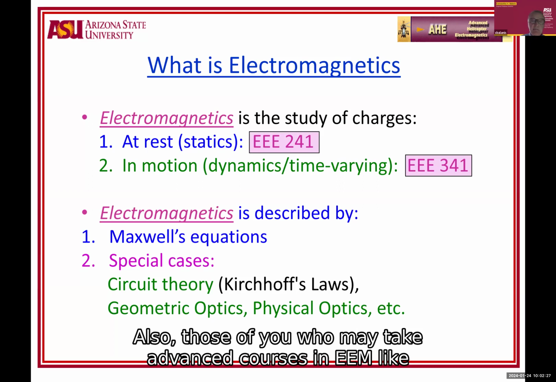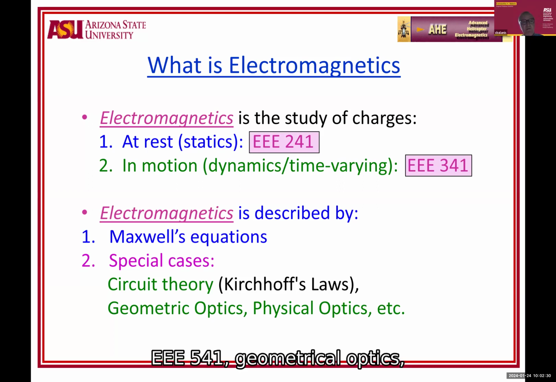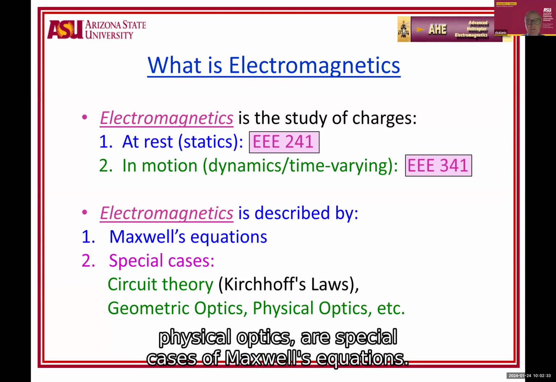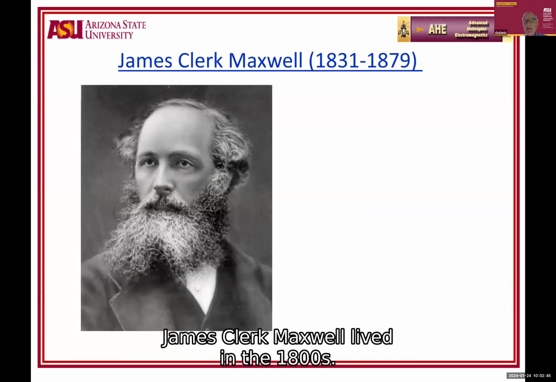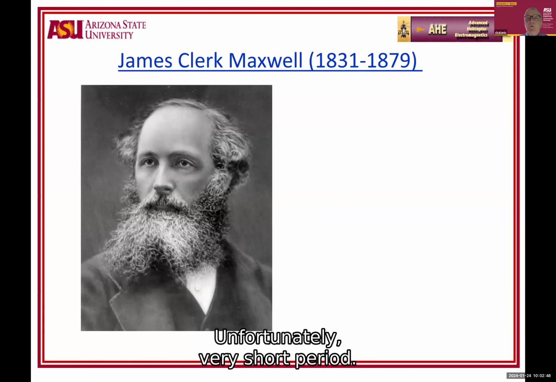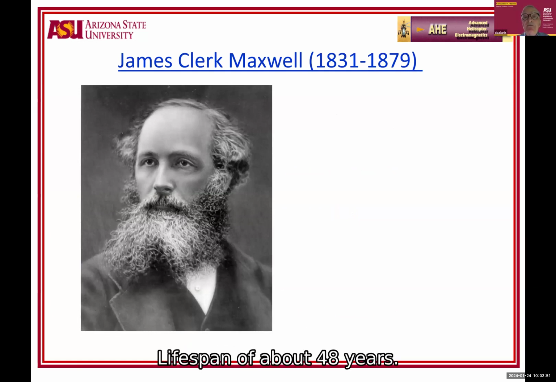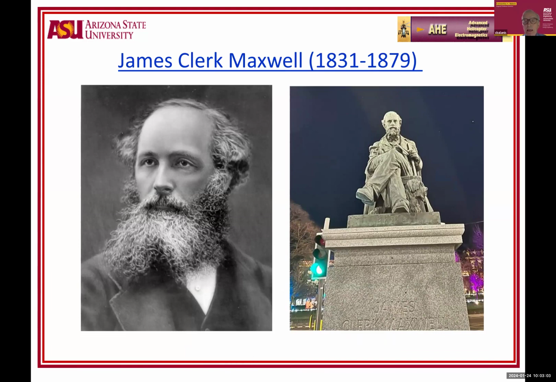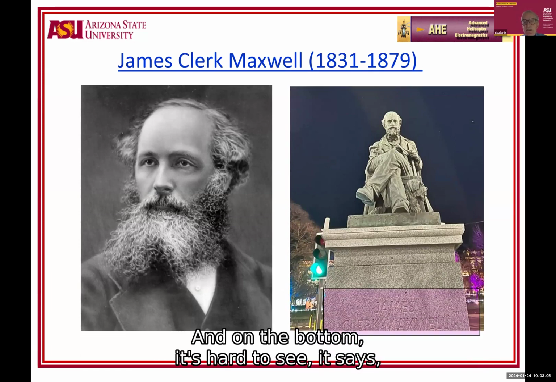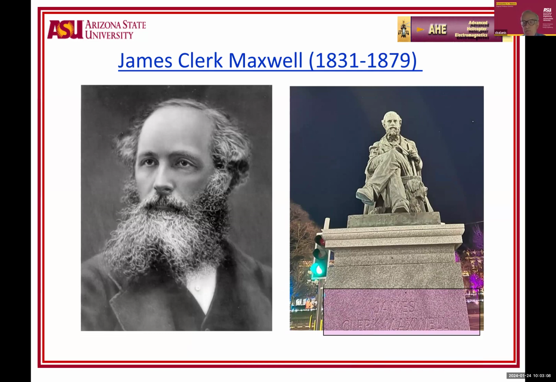Also, for those of you that may take advanced courses in EM like EEE 541, geometrical optics and physical optics are special cases of Maxwell's equations. Who was Maxwell? James Clerk Maxwell lived in the 1800s. Unfortunately, he had a very short lifespan of about 48 years. He was from Scotland, and here's a statue of him in Scotland. On the bottom, it's hard to see, it says James Clerk Maxwell.